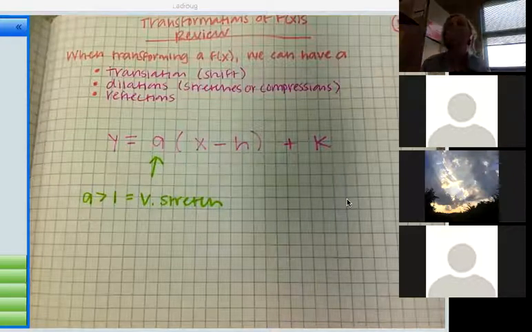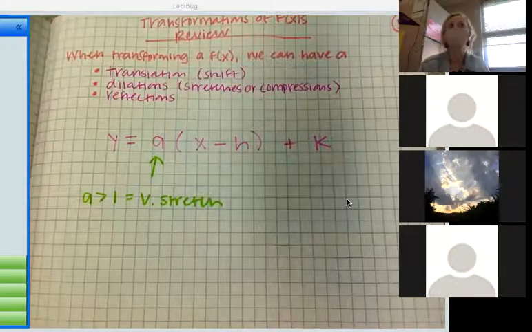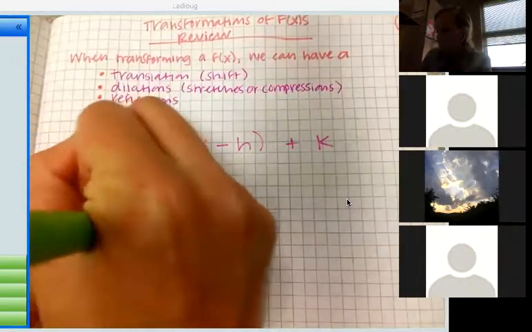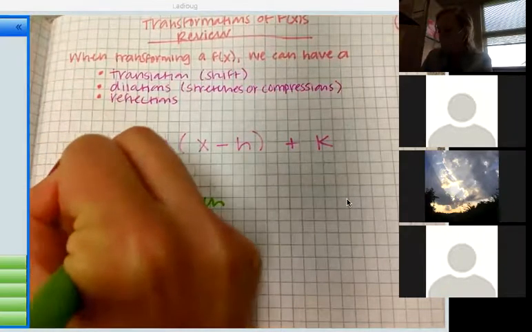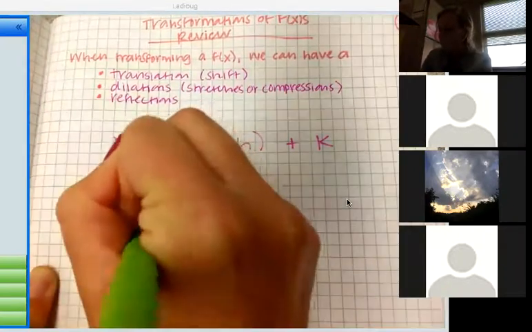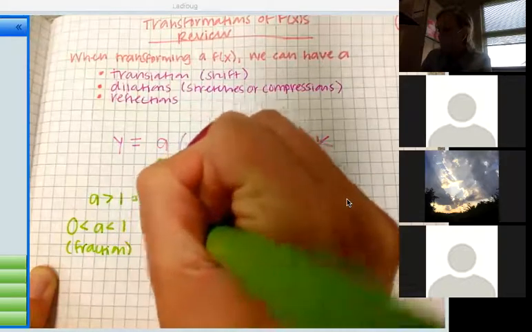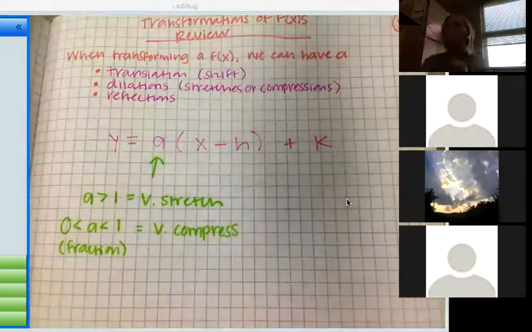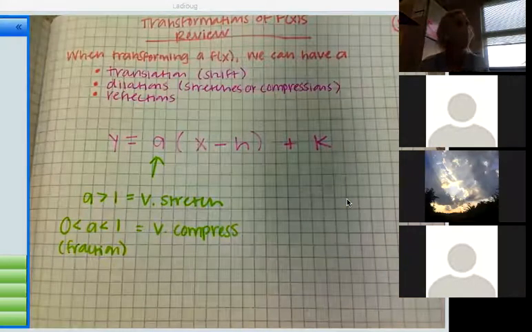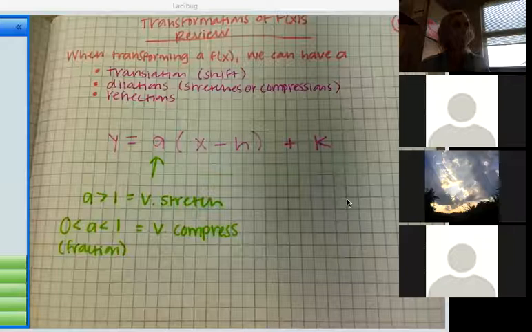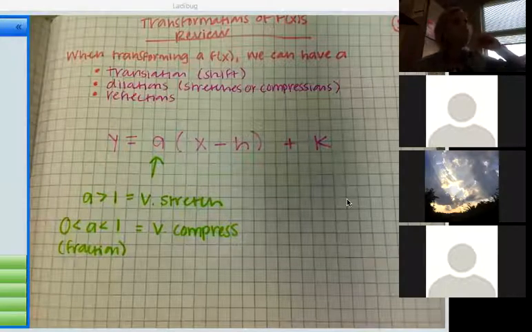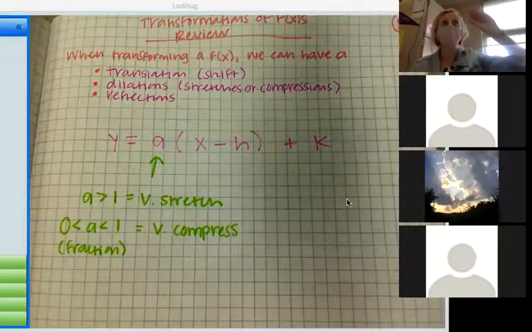What about if A is a fraction? Now keep in mind, I did not say negative. If A is in between 0 and 1, meaning it's a fraction, what do we have? Very good, a vertical compression. So let's see how good your math 2 and 3 teachers were. When A is a fraction, why is it a compression? What happens when you multiply by a fraction? Can you say that again? Your original number is going to get smaller, right?